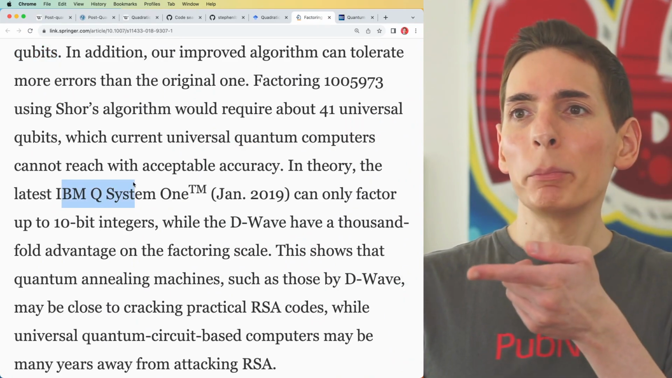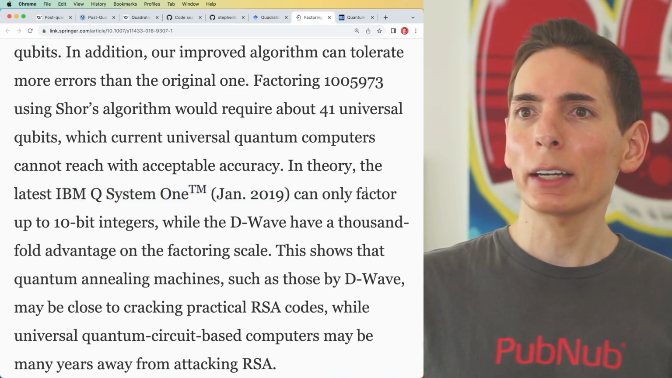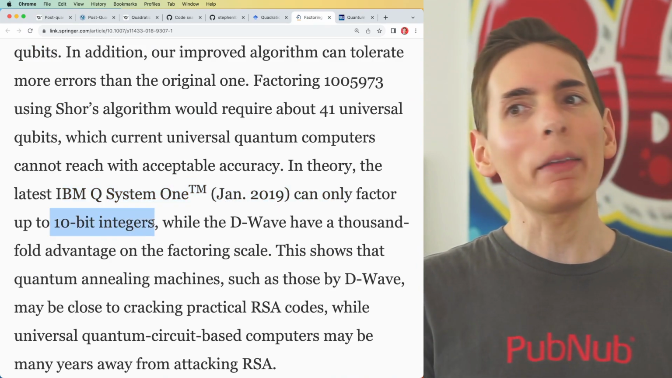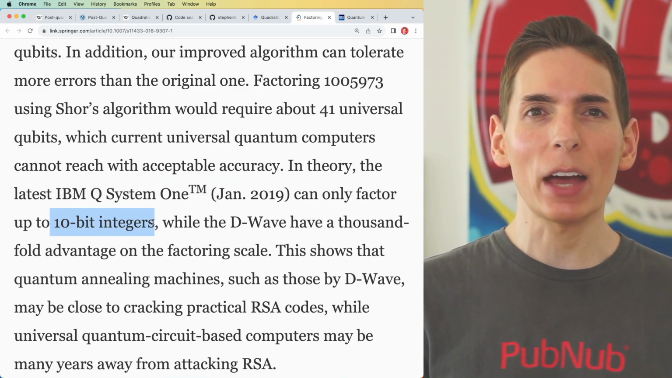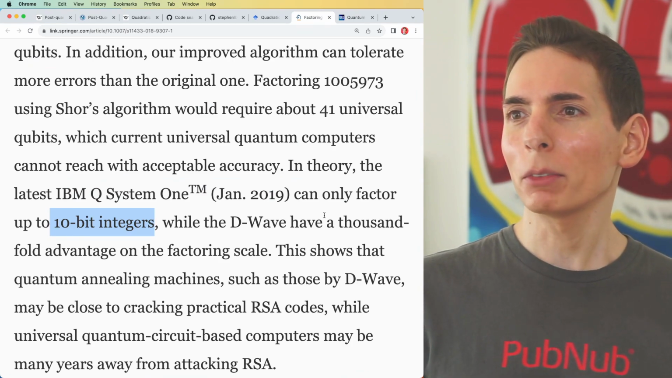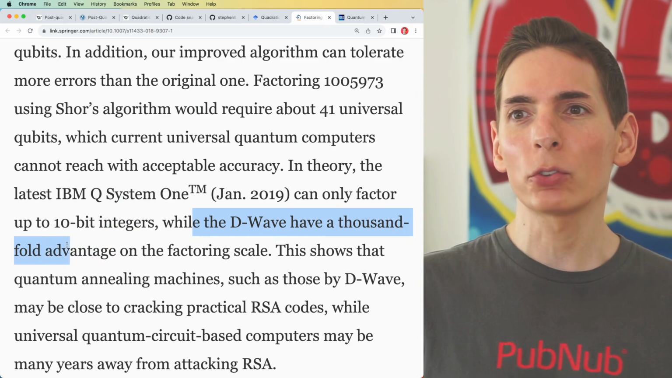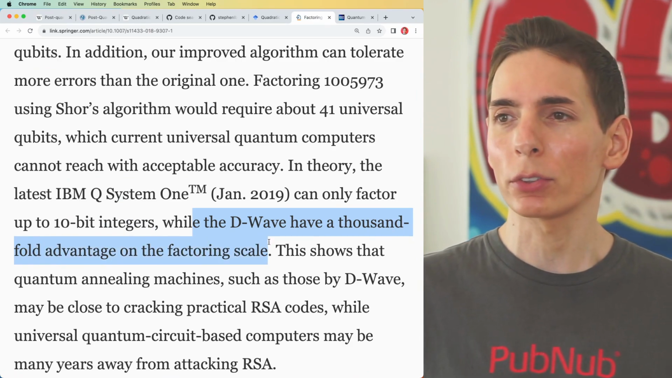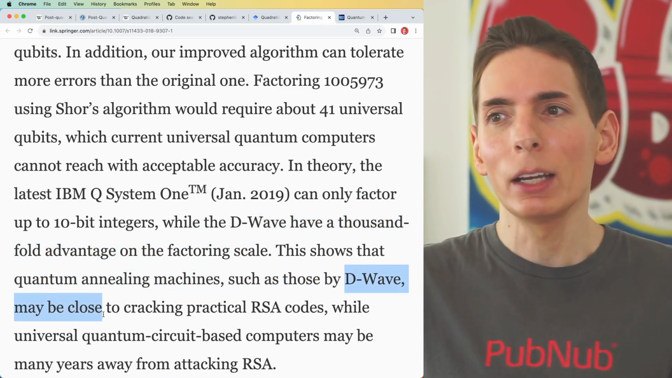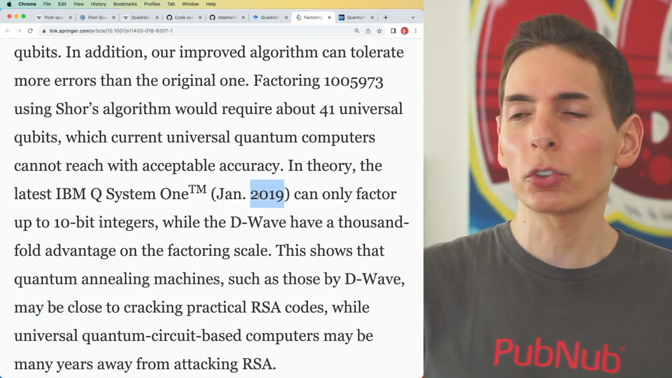And then we're looking at IBM's Q System 1, which can factor 10-bit integers, which is not that big. That's like, what is that, 1,000? That's a very small number. Oh, okay. D-Wave can do 1,000-fold. That's a huge number difference. This shows that D-Wave is ahead, right? But this was all almost 4 years ago. Where are we today?